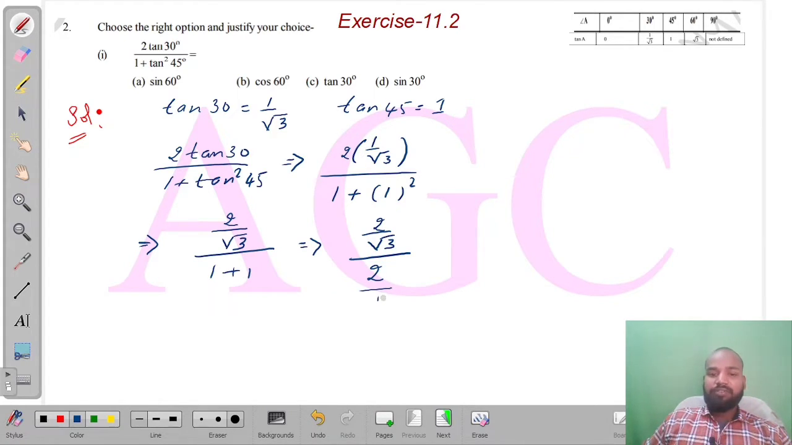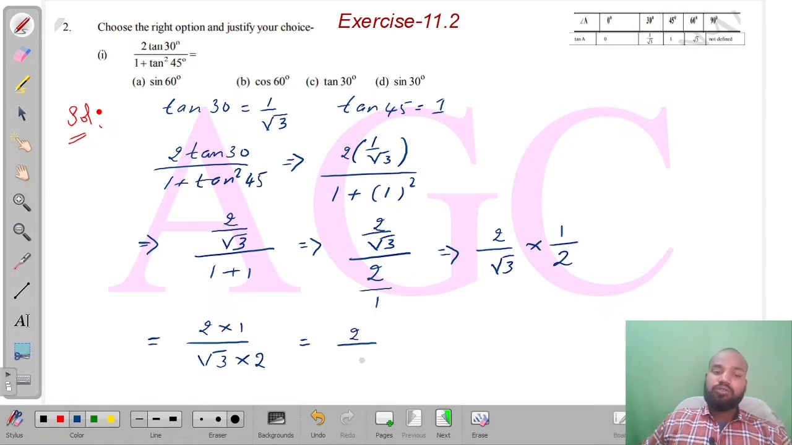Here the denominator we consider as 1. So now 2 by root 3 into 1 by 2. Already you know this: when we are multiplying, the denominator becomes numerator, numerator becomes denominator. So finally we get 2 into 1 by root 3 into 2, that is equal to 2 by 2 root 3. By cancelling the 2 here, we get 1 by root 3.